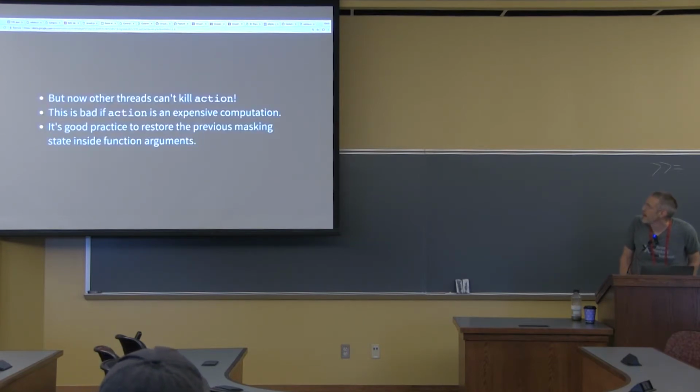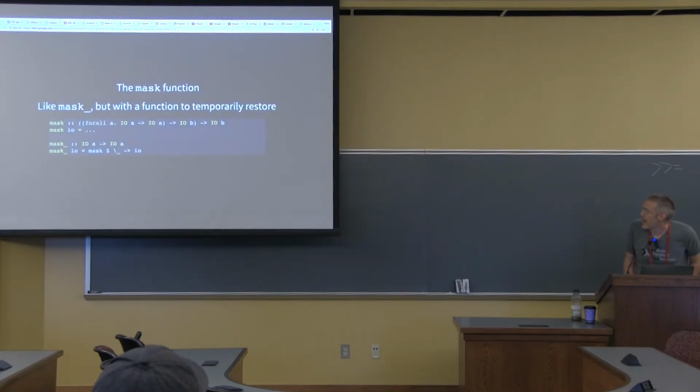However, if I have a higher order function like I do here, which accepts an action it doesn't know anything about, and that action is really expensive, and I use mask_, then I'm going to be blocking for an unknown period of time, which is really bad manners because no thread can stop me. So it's generally good practice to use mask without the underscore.